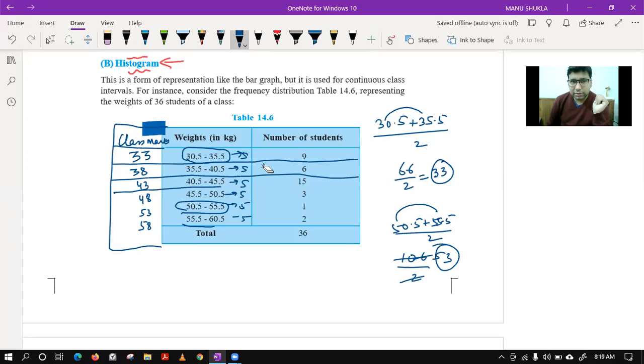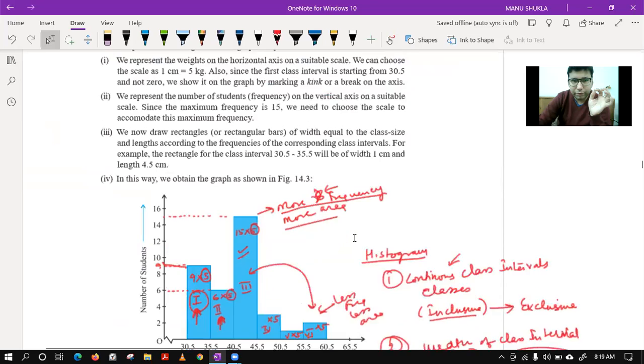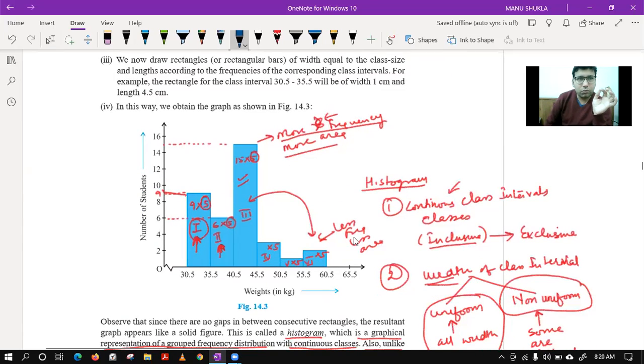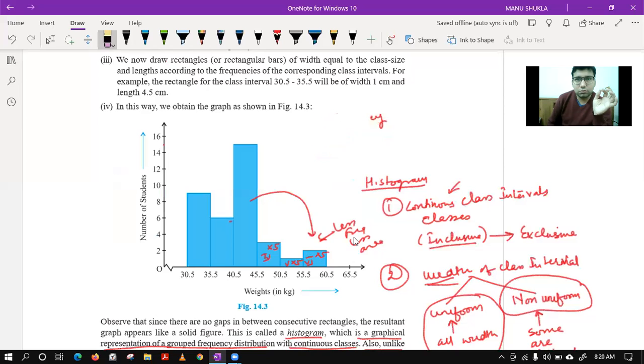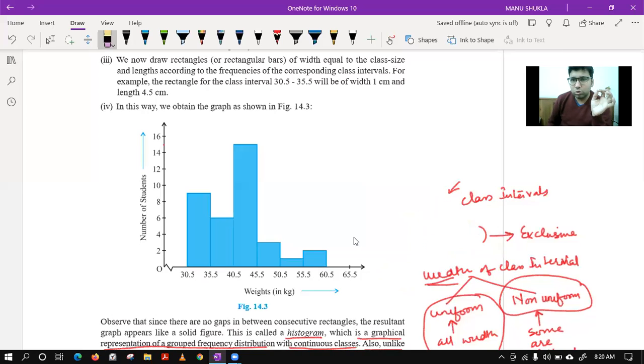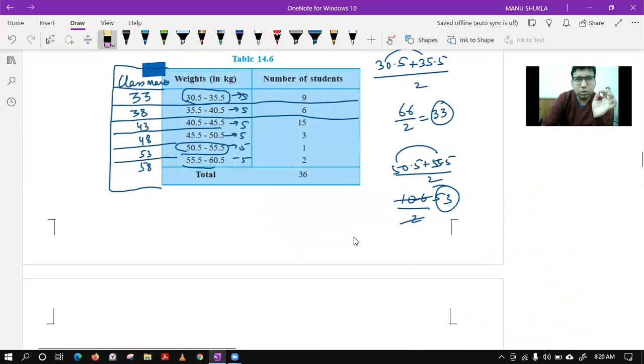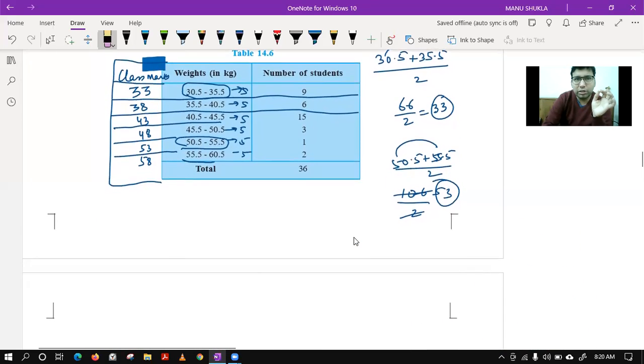Now the task of making histogram or directly the frequency polygon. First, let me show you how they have made frequency polygon using the graph. So this was the graph made by them. So you can open your books in front of you to see the table. These are the values that we have found: 33, 38, 43, 48, 53.